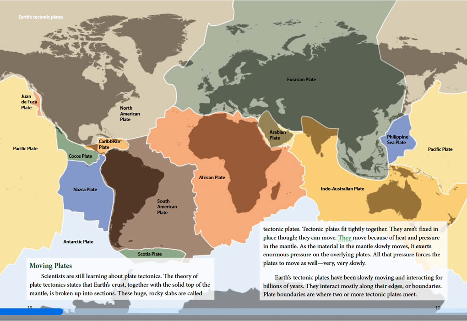They can move. They move because of heat and pressure in the mantle. As the material in the mantle slowly moves, it exerts enormous pressure on the overlying plates. All that pressure forces the plates to move as well, very, very slowly. Earth's tectonic plates have been slowly moving and interacting for billions of years. They interact mostly along their edges or boundaries. Plate boundaries are where two or more tectonic plates meet.